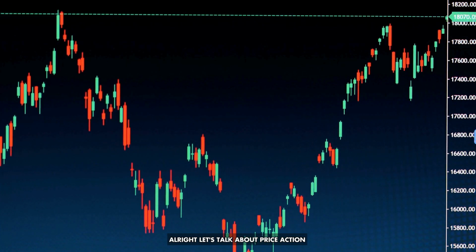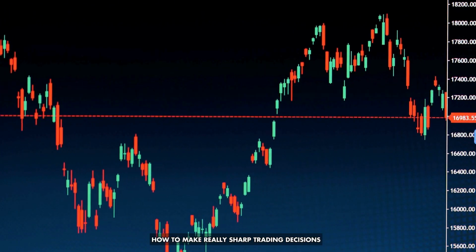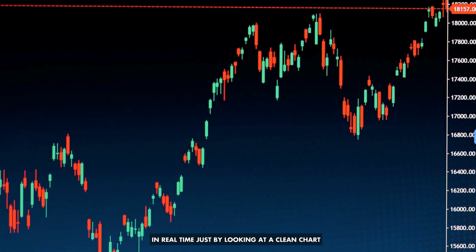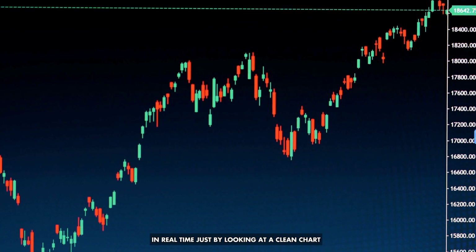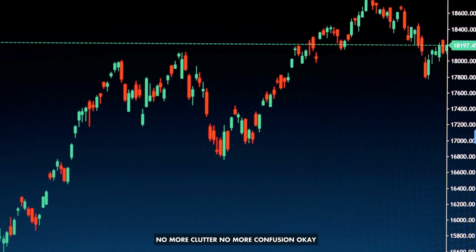Alright, let's talk about price action. This is all about learning how to make really sharp trading decisions in real time, just by looking at a clean chart. No more clutter, no more confusion.